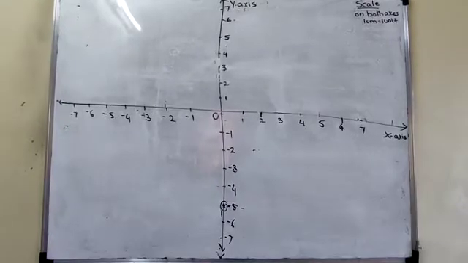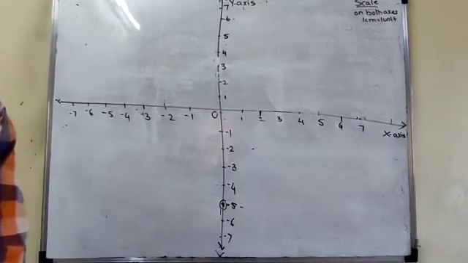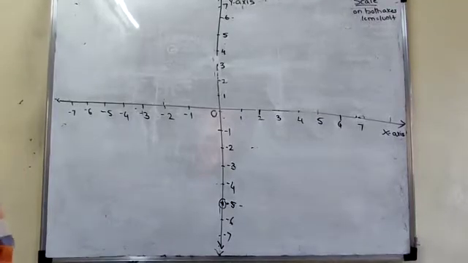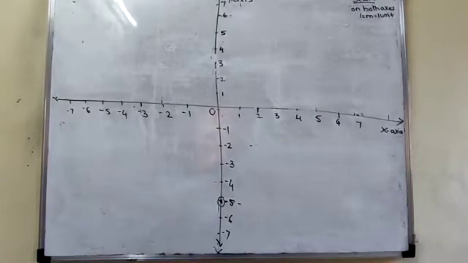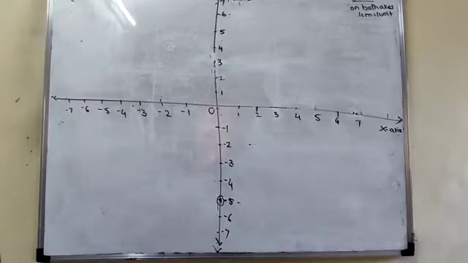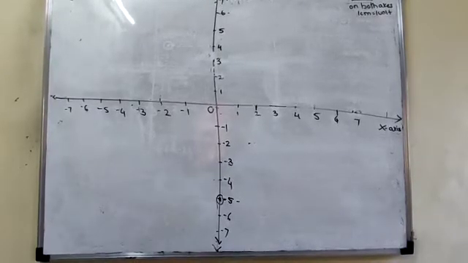Now students, see question number 2. What is the question given for you? Second question: write the equation of the line parallel to the Y axis at a distance of 7 units to the left.